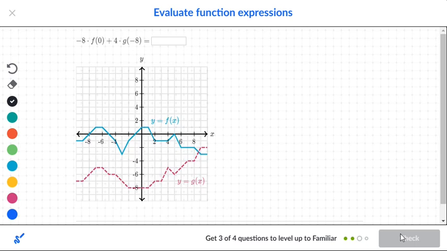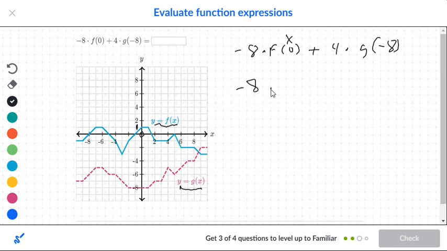Okay, next question. We have negative 8 times f of 0 plus 4 times g of negative 8. So this is my x. And remember, the f is the blue, the g of x is the red. So this is 0, so 0 is right there. So if we want to go to the f, the blue, we're going up 1. So that's going to be a 1.